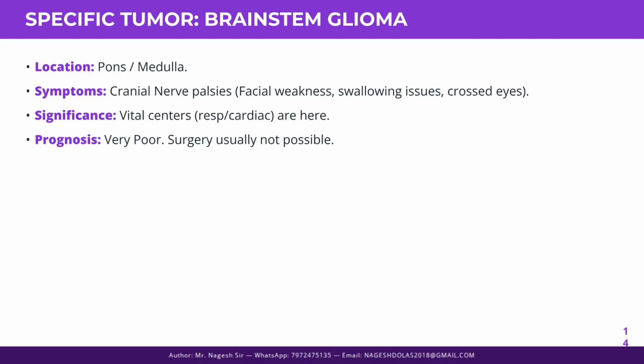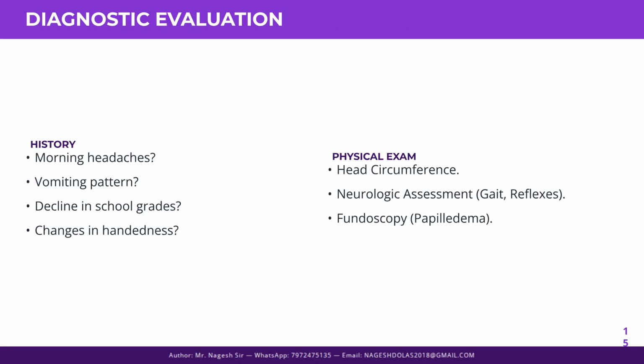Brainstem glioma is located in the pons or medulla. Symptoms include cranial nerve palsies, such as facial weakness and swallowing issues. It is significant because vital centers for respiration and cardiac function are located here. The prognosis is very poor, as surgery is usually not possible.